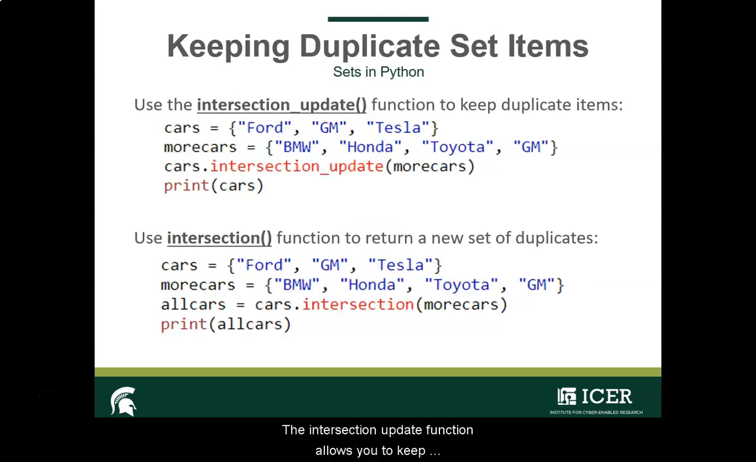The intersection update function allows you to keep duplicates between 2 sets. So you can work through this example with Python and your result should be GM because it is the item that is the same between both sets. If you want to return duplicate items as a new set, you can use the intersection function. Here is an example for you to try out in Python.